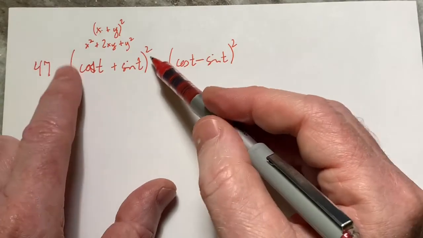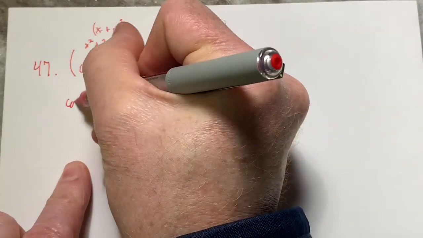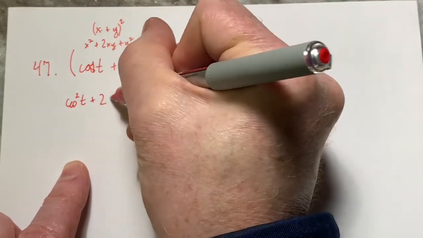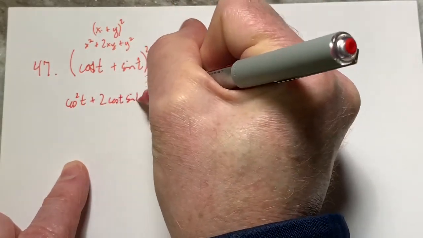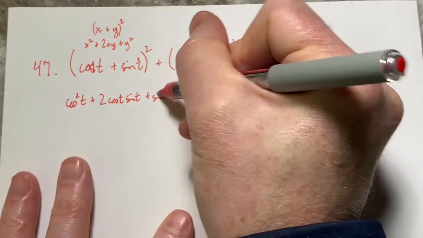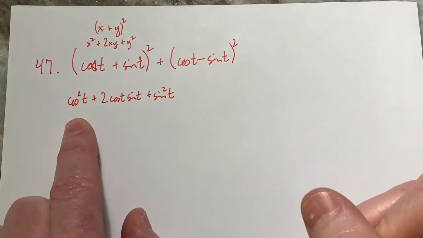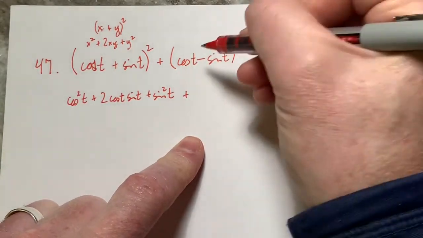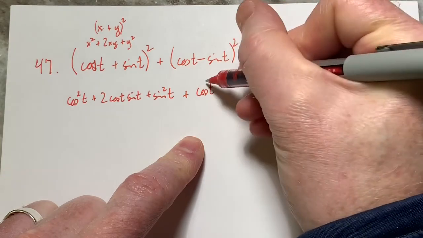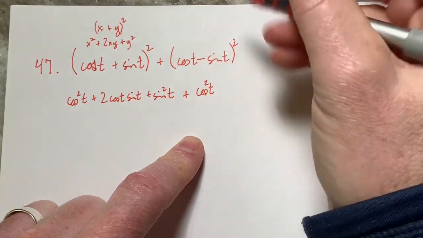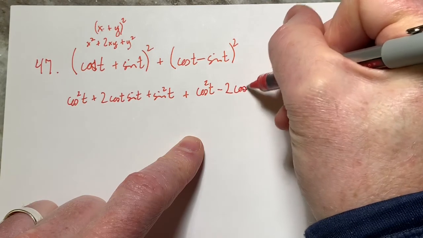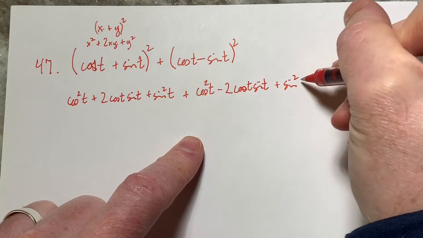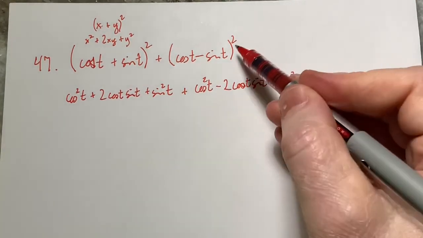Well, I can do that here. Instead of writing it out twice, I could square the first term, cosine squared t. I could go that times 2. And then I could square the last term. So that's the trinomial I get when I square this binomial. Now I could also do the same thing with this. I could square the first term, and then go that times 2, which gives me negative 2 cosine t sine t. And then finally square the last term. But don't make the mistake of squaring each part.